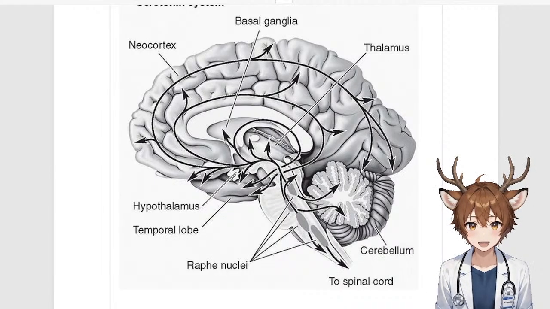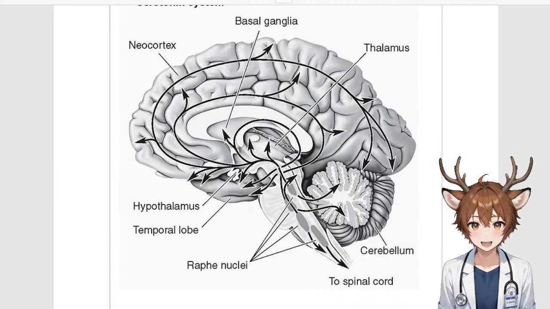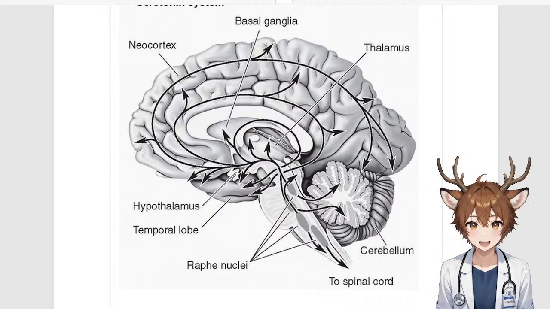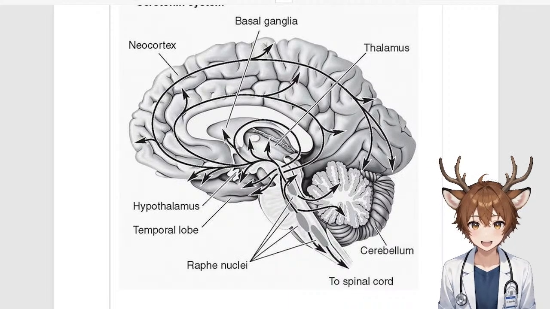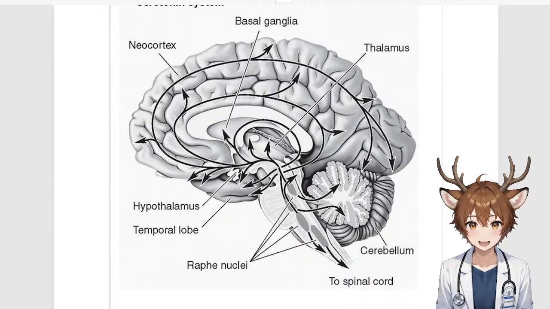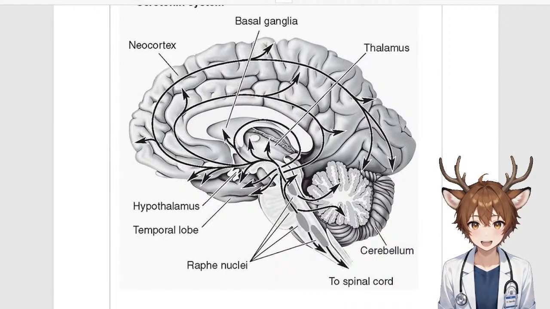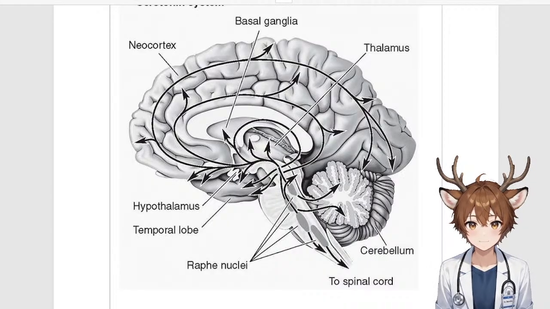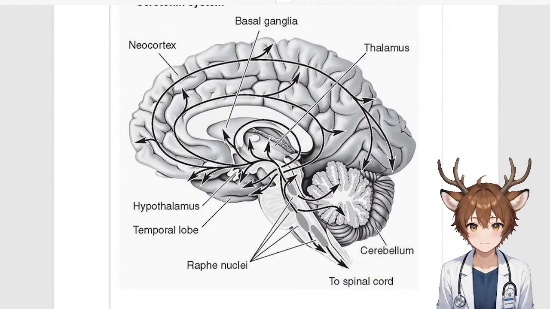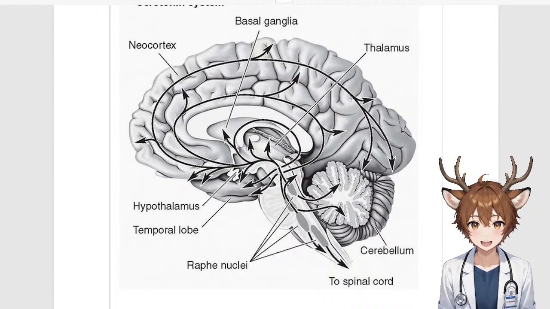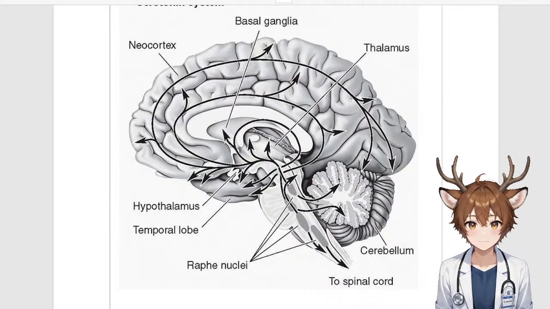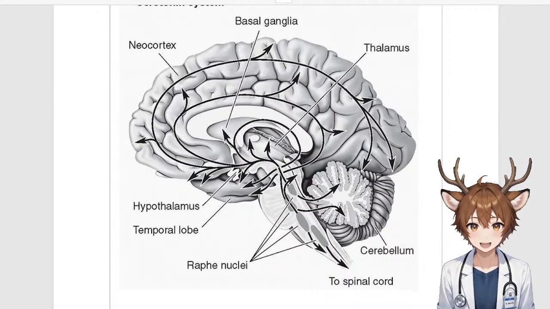So we have these Raphe nuclei. It's not like one particular nucleus; there are multiple Raphe nuclei, and they're giving off serotonin, which goes to the cerebellum, the thalamus, the hypothalamus, the temporal lobe, the neocortex, and the basal ganglia. So like the norepinephrine pathway, it goes across the entire brain and down to the spinal cord. However, it has a different origin.